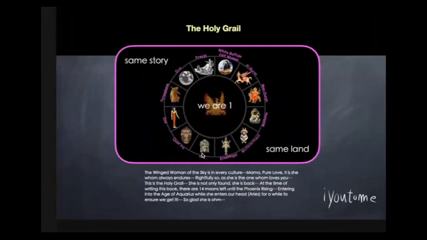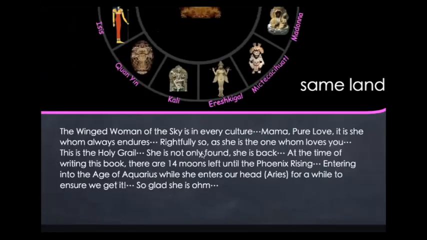The Holy Grail. The winged woman of the sky is in every culture. Mama, Ma, mother, pure love. It is she who always endures, rightfully so, as she is the one who loves you. This is the Holy Grail. Everybody that's always talked about the Holy Grail, this is it. It's the winged woman. It's this event, this phoenix rising. Knowing this, you have now found the Holy Grail.